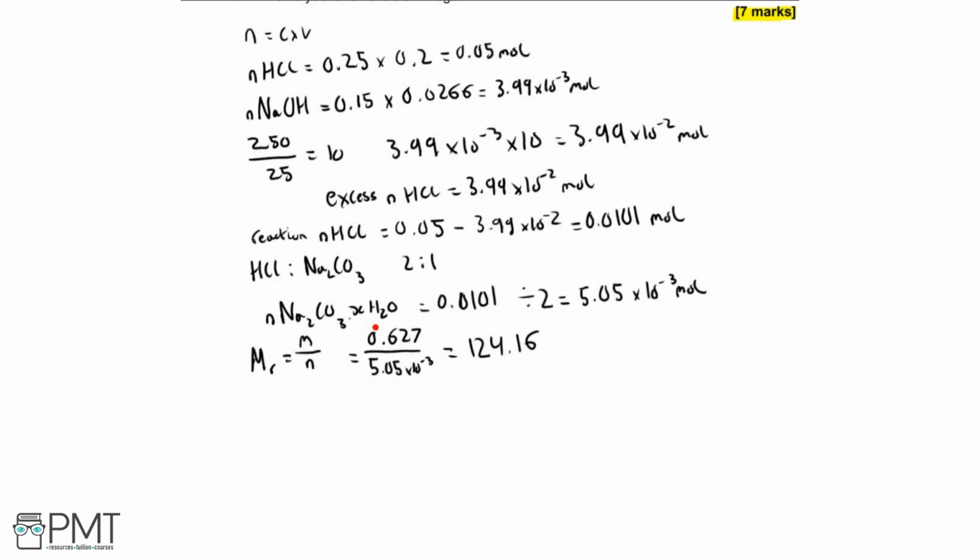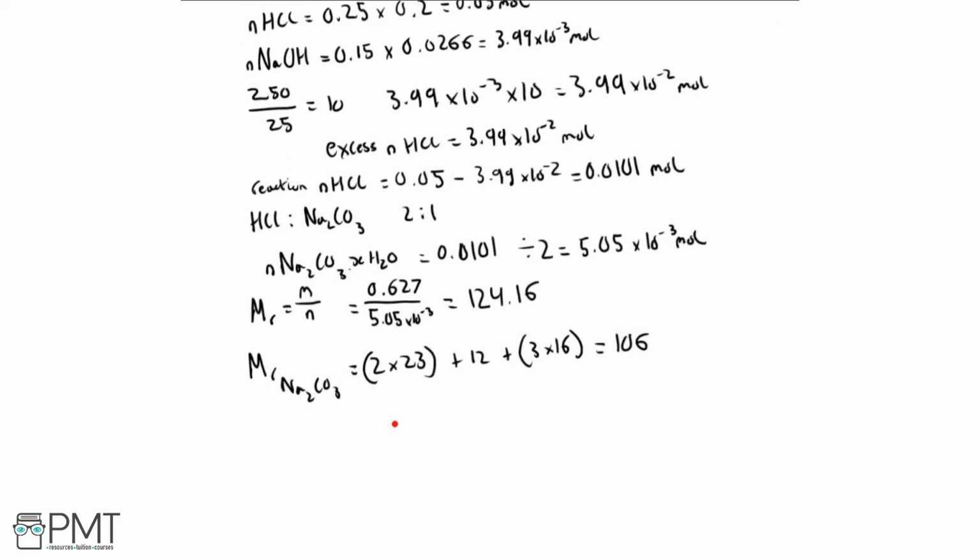What we need to do then is work out the MR that the water is equivalent to. The way we're going to do that is by subtracting the MR of anhydrous sodium carbonate. We can find this by doing, the AR of sodium is 23, so we've got 2 lots of 23. Then we've got the AR of carbon, which is 12, so plus 12. And then the AR of oxygen, which is 16, so 3 lots of 16. All of this together gets us an MR of 106.